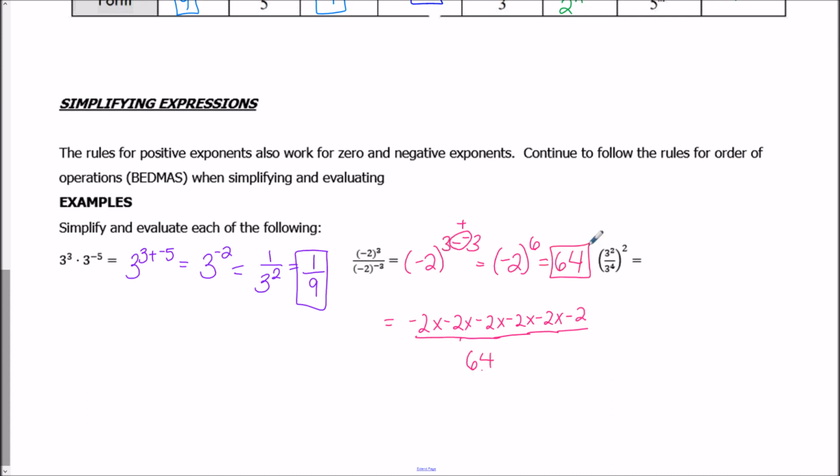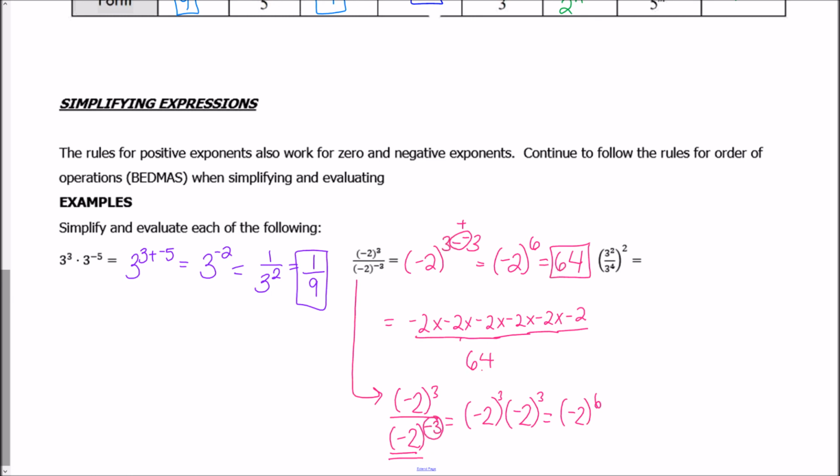Okay? But another way to look at this is, if I have -2 to the power of 3 divided by -2 to the power of -3, this means that I get -2 to the power of 3, because this is in my denominator and it has a negative exponent. I can now put it in my numerator and have a positive exponent, and that's how I get -2 to the power of 6 again.